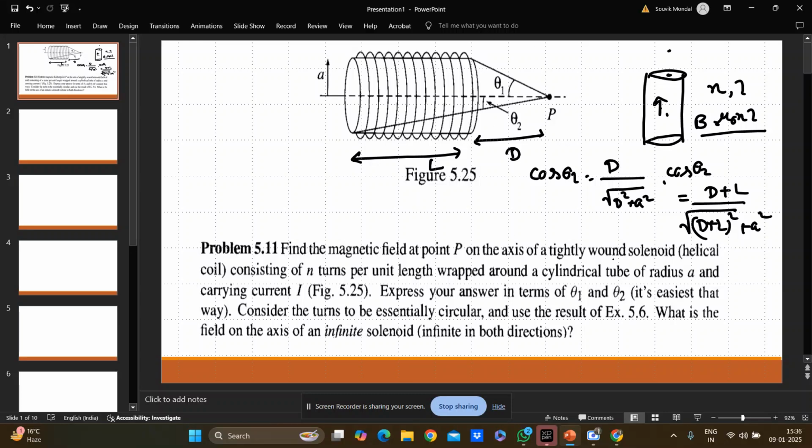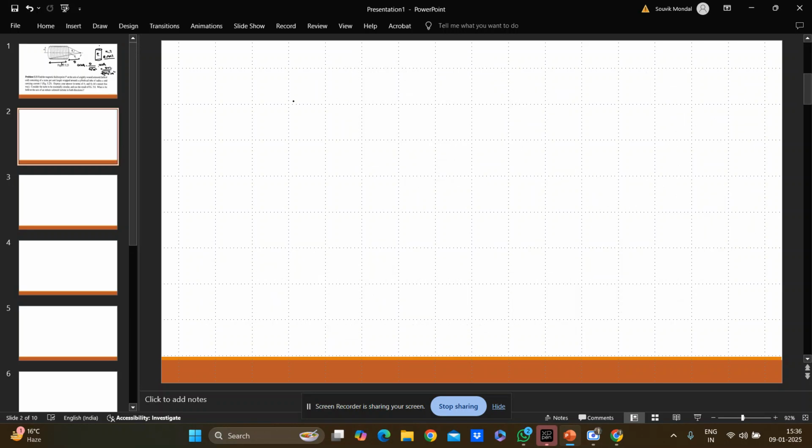You can read this problem by yourself and pause the video, give it a try by yourself first, then look at the solution. TIFR also asked this kind of problem in previous years. They give a finite solenoid and ask the magnetic field at a particular point. Okay, so let's now jump into the problem.